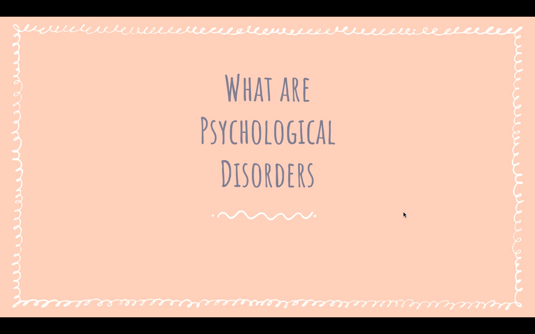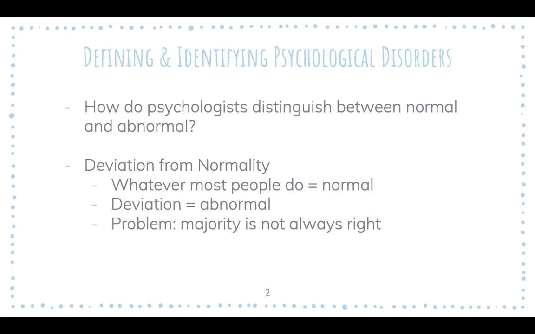So for the next 2 weeks, we will be focusing on different classifications of psychological disorders. Today we have a super short lecture about just what are psychological disorders in general. We don't have any vocab words today, so you don't need to worry about writing any of those down. And really, we're just going to talk about being able to identify and define a disorder. So the big question is, how do you distinguish between and define normal and abnormal?